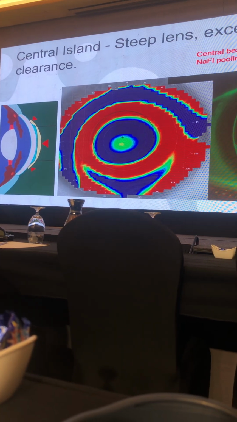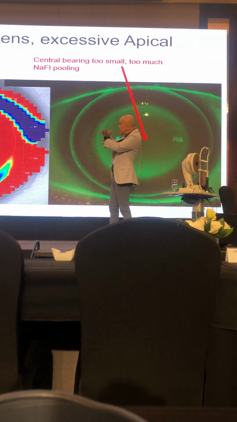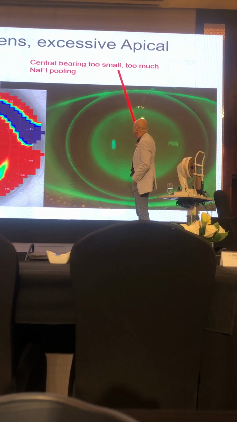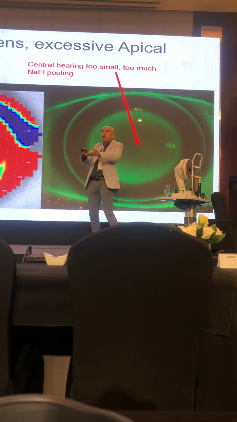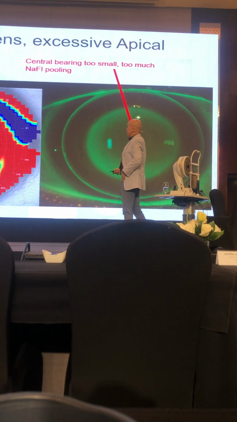Excessive apical clearance. If we have excessive apical clearance, then you don't have the central applanation force, the positive force, and hence you get this central bulge. It's causing the cornea tissue to bulge up instead of flatten. Okay? Alright.